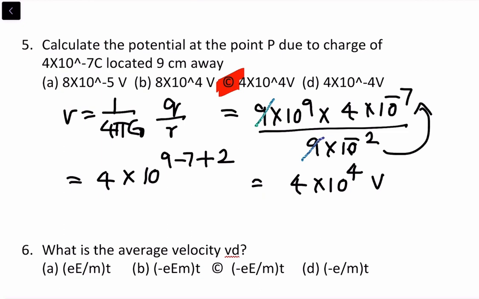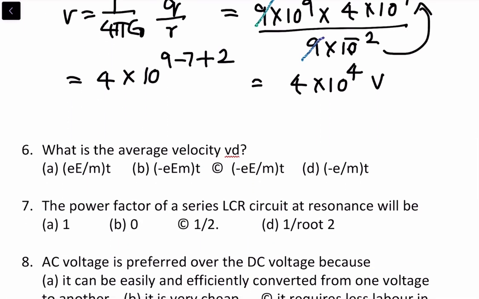Okay, so now let's go to the next question. What is the average velocity Vd? Actually, this is V subscript D.